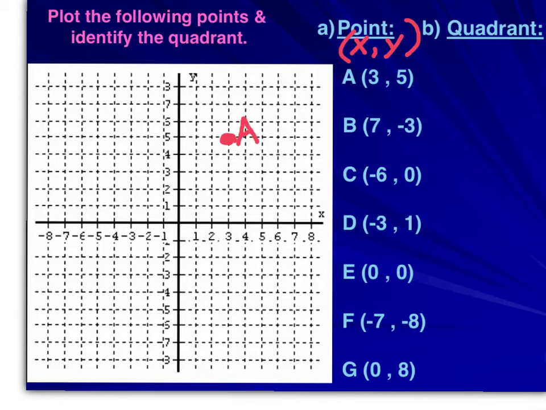So point number 2, point B, is 7, negative 3. So we start on 0. 7 means 7 to the right because it's positive, so we move over to 7. And then negative 3 is the vertical movement.